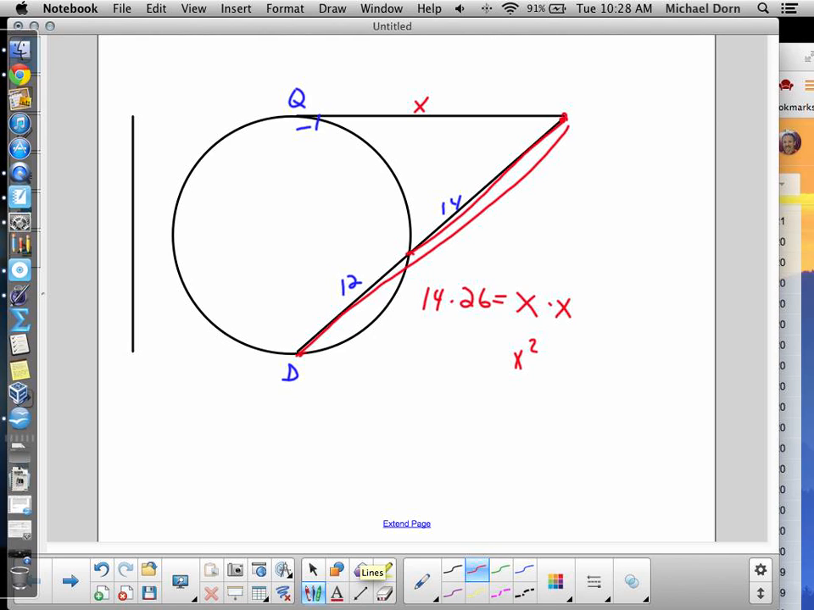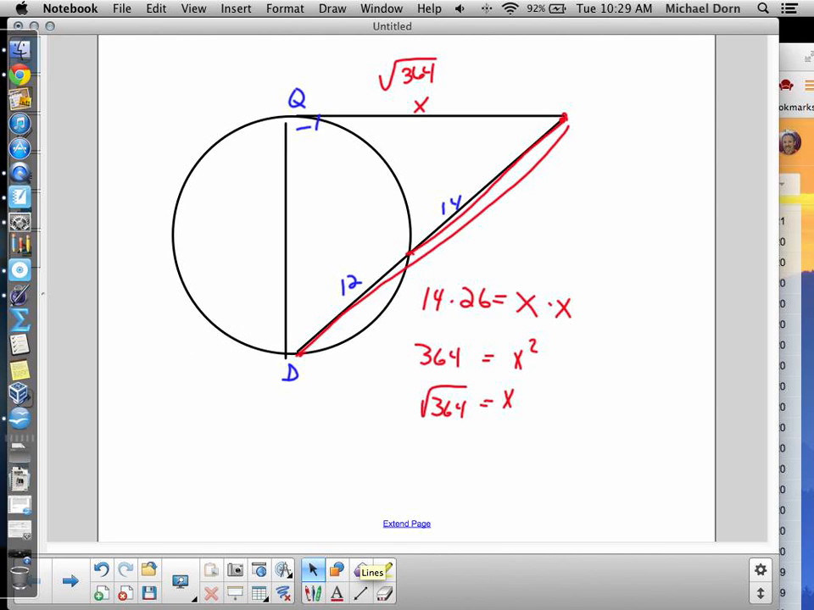Well, so x squared, I don't know what 14 times 26 is off the top of my head, but I can find out. 364. So x is the square root of 364. Now, I'm not going to bother simplifying that because I don't need to. That's not my final answer. I can just leave it like that for now.